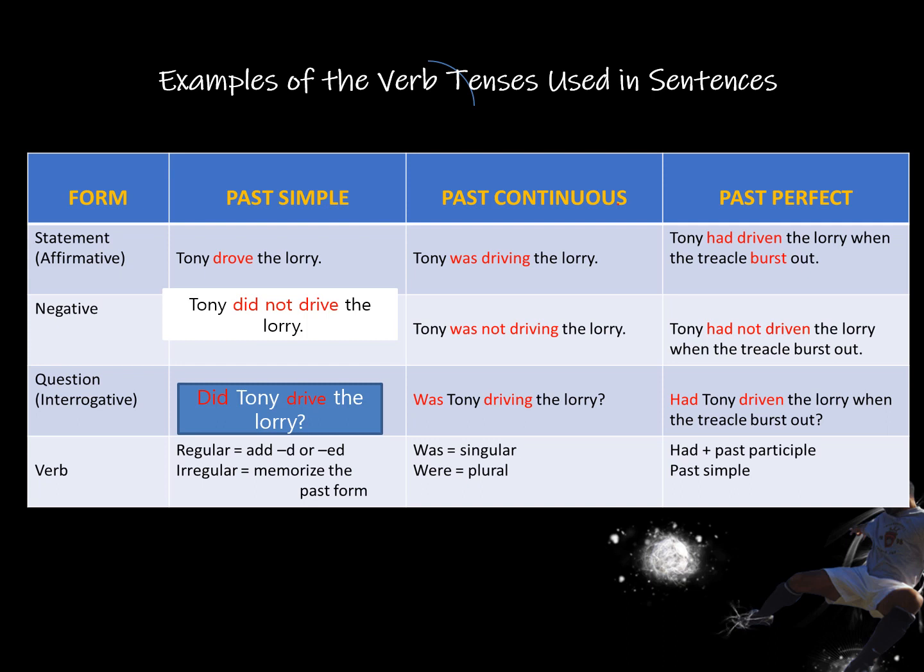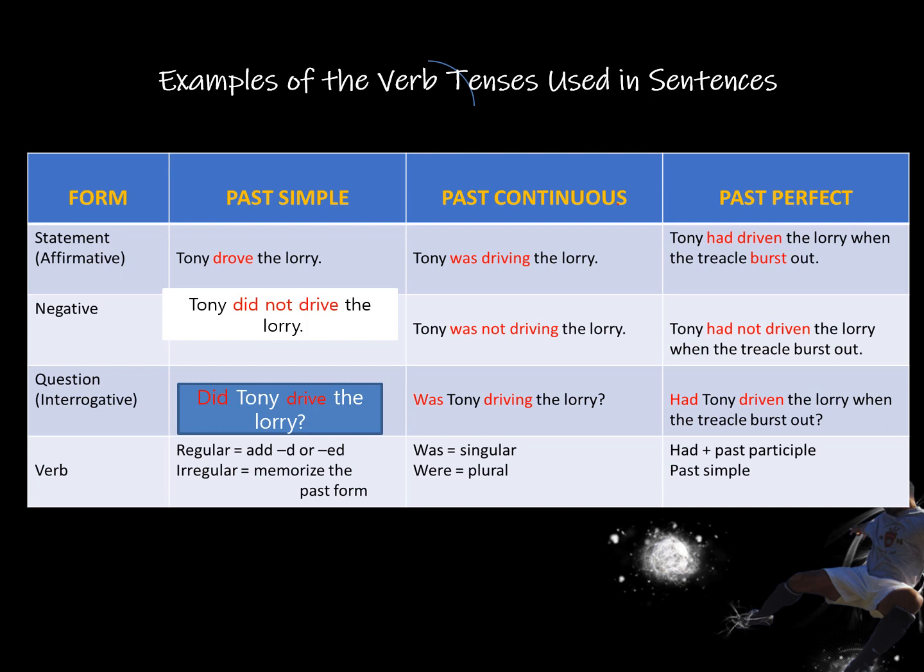If you notice, there are two verbs there, one in the past perfect, the other one in the simple past. So it happens that there are two verbs in the sentence, but one is past perfect and the other one should be in the simple past. Okay, so let's continue. To make it negative, we just say Tony had not driven the lorry when the trickle burst out. So we put not in between had and driven. We could also say they hadn't driven the lorry when the trickle burst out.